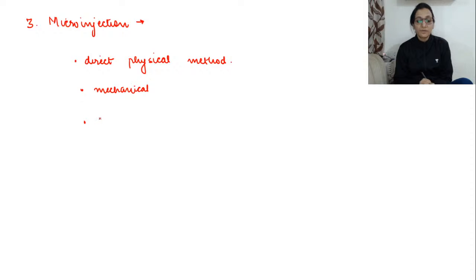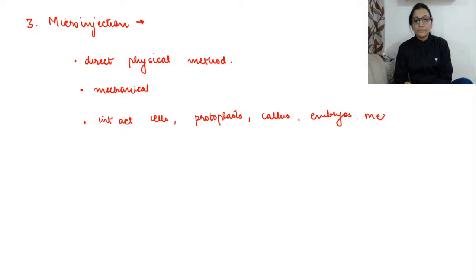So what all things can be used in this? Intact cells can be used. Protoplasts can be used. Then callus can be used. Embryos can be used. Meristems can be used. So microinjection is used for the transfer of cellular organelles and for the manipulation of chromosomes as well.